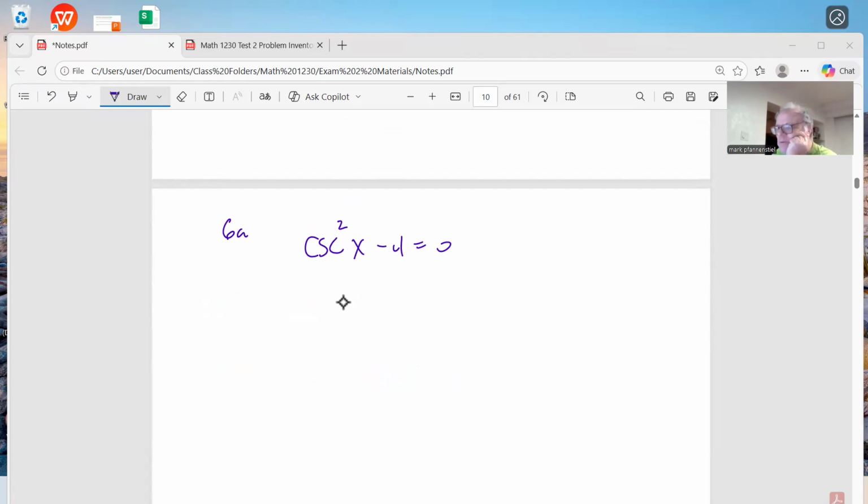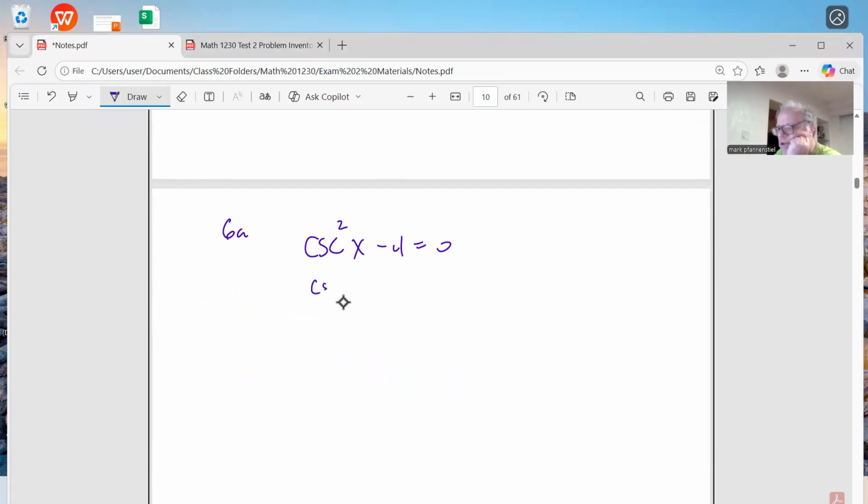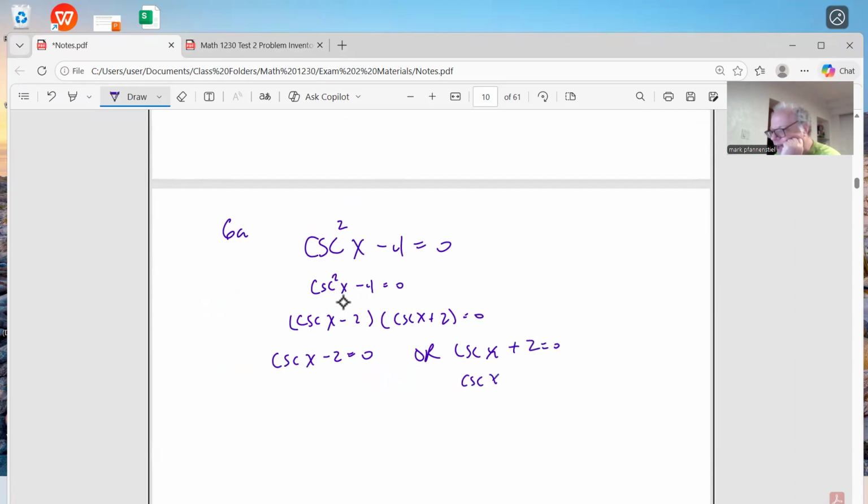Here's what we're going to do. We have cosecant squared x minus 4 equals 0. We're going to identify this as a difference of two squares. So we have cosecant x minus 2, cosecant x plus 2 equals 0. Breaking this apart, we have cosecant of x minus 2 equals 0, or cosecant of x plus 2 equals 0. So we have cosecant of x equals negative 2, cosecant of x equals 2.